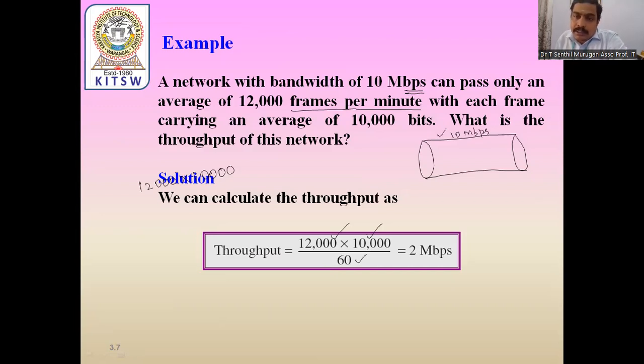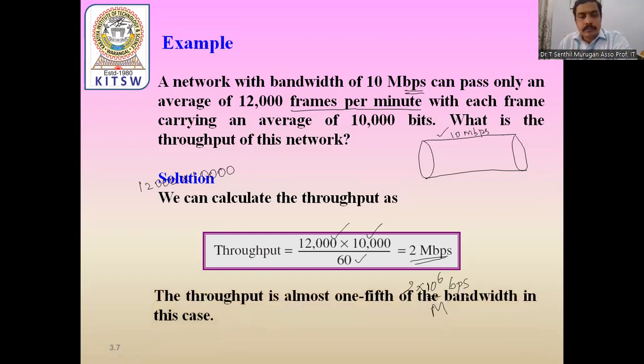10 Mbps capacity is there, but how much data are we transmitting? So here 60 is there. When we calculate 120 lakhs divided by 60, finally we get 2 into 10 power 6 bits per second. This is the answer actually. Whenever we get 10 power 6, we can use megabits.